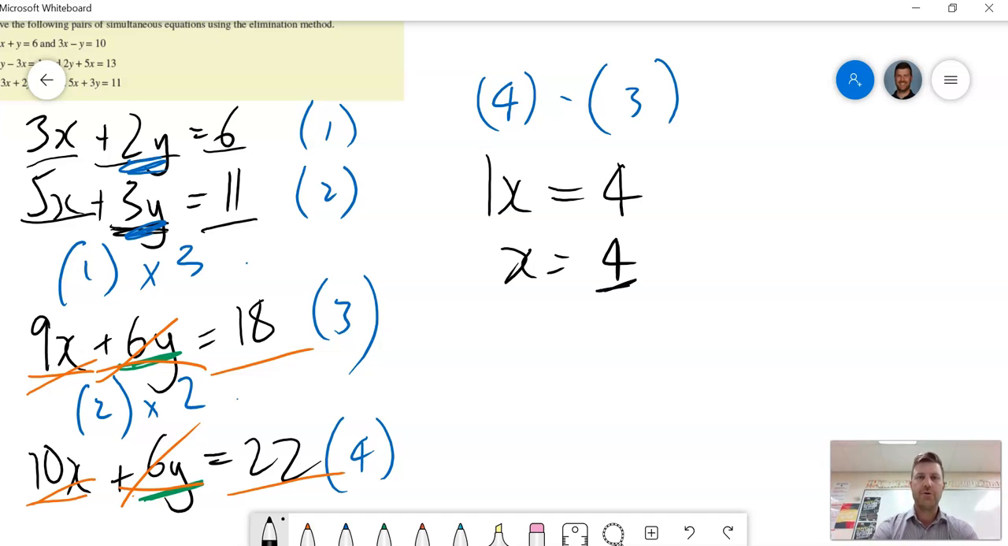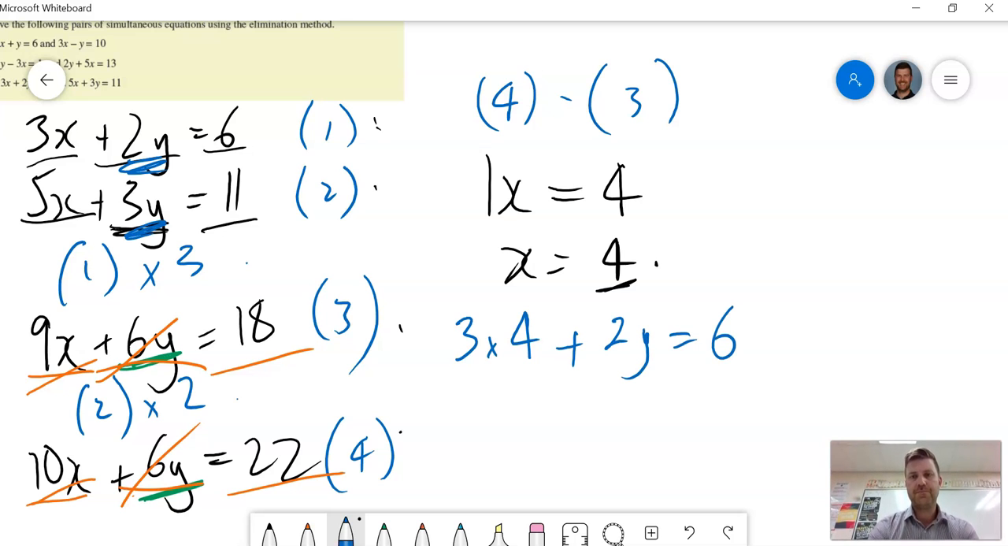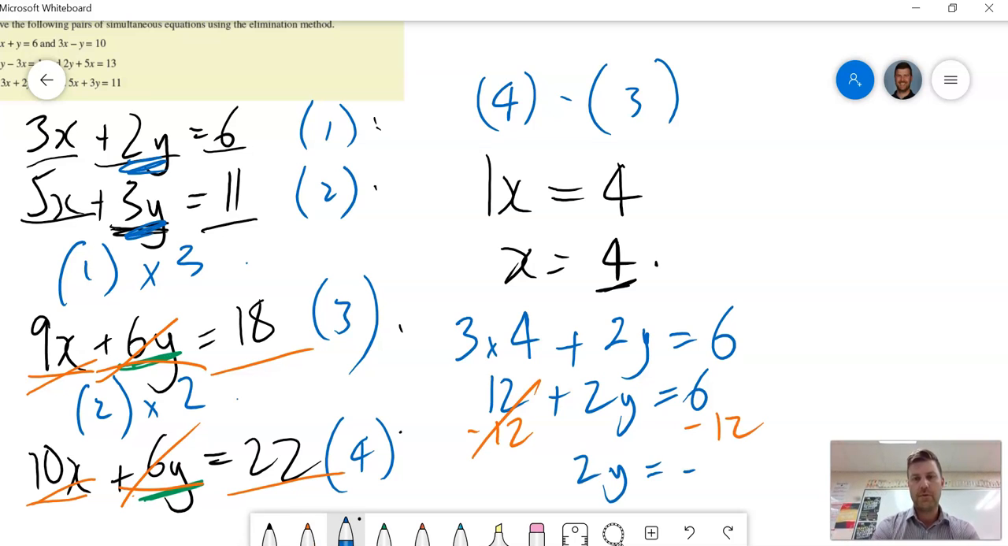I then need to go ahead and substitute that 4 back into either one of those equations, 1, 2, 3 or 4. Let's just go with equation 1 because it's nice and easy. It's now 3 times 4, plus 2y is equal to 6. Okay, 3 times 4 is 12, plus 2y is equal to 6. Let's solve that by taking 12 from both sides. I'm now left with 2y equals negative 6.